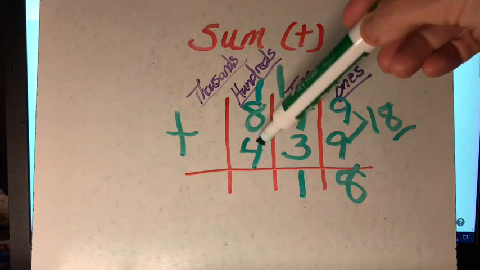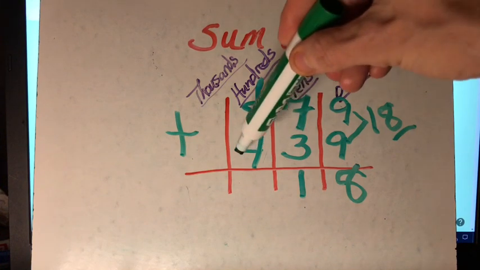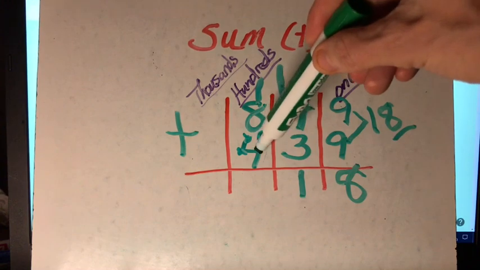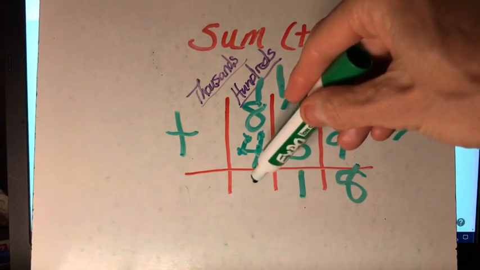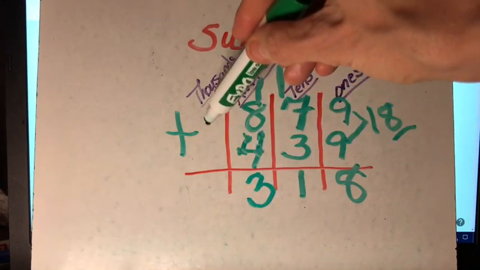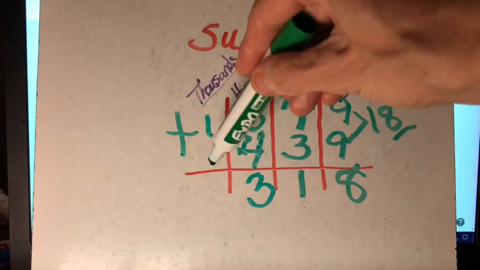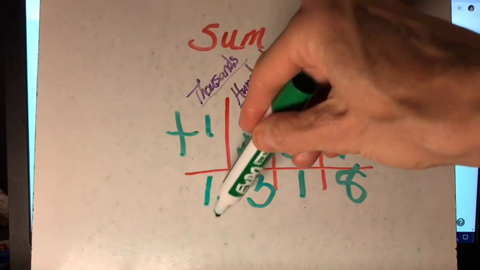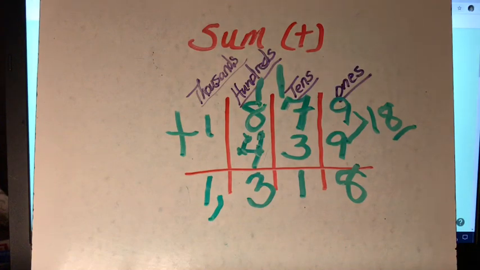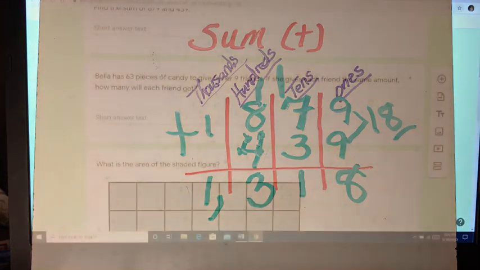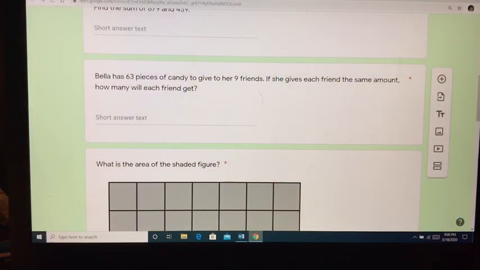8 plus 4, so if I'm at 8, 9, 10, 11, 12, plus 1 more is 13. Put my 3 down, carry my 1 to the thousands. 1 plus 0 is 1. So my answer for the sum is 1,318. Problem number 2 says Bella has 63 pieces of candy to give her 9 friends. If she gives each friend the same amount, how many will each friend get?